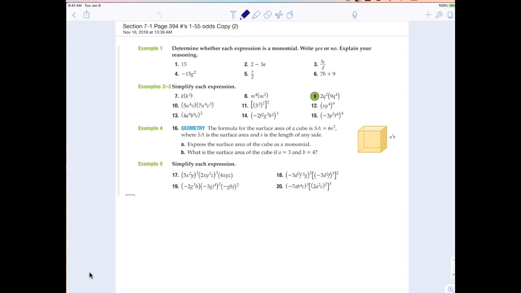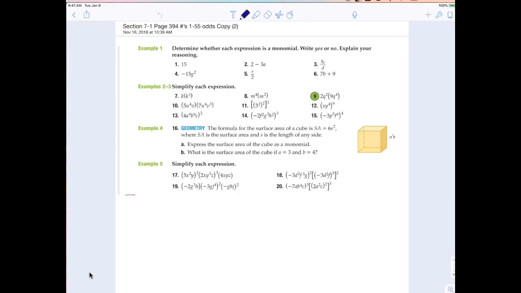So again, terms are how we describe the variables. All right. So number 1 is a monomial. All right. I know it's the number 15, but it is a single term. So it's a monomial. So that would be yes. Number 2 is considered no because it's a what? Binomial, and they're asking you if it's a monomial.